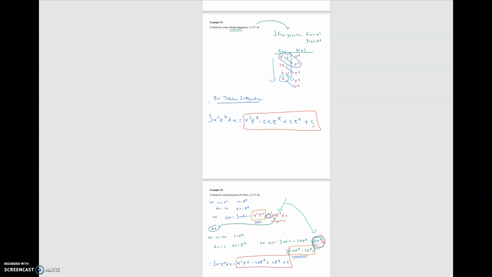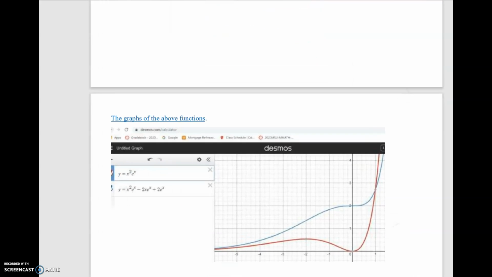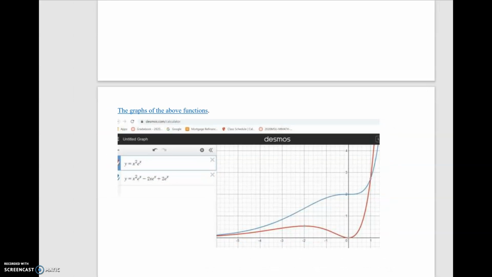Some of the problems may be asking you to graph your solutions or select a specific solution. For this one, I just provided the graphs here. I also gave you the link for Desmos in case you want to check it, but that's what both of the functions are going to look like.